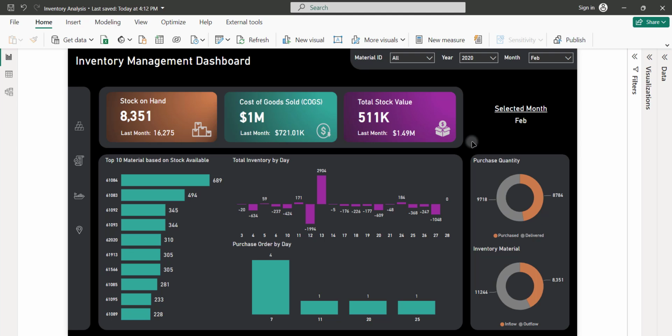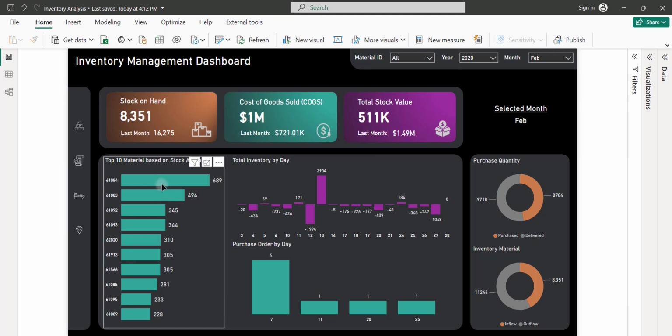After that, we have total stock value for this month. Currently, it is February. Compared with the last month, January, it's 1.49 million. And after that, we have the top 10 materials based on stock value.